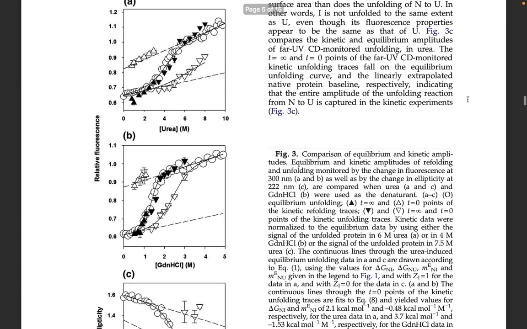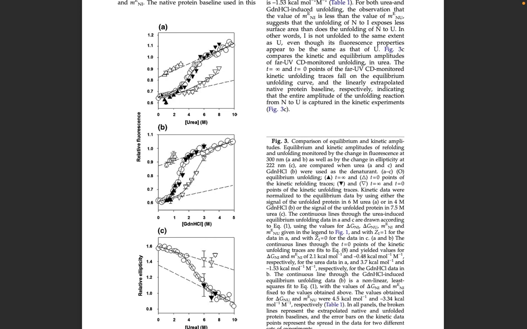So let's see what this figure is. In figure A, I can think that this is the melt acquired at 300 nanometer. Here we see the comparison of equilibrium and kinetic amplitudes, monitored by a change in fluorescence at 300 nanometer in A and B. Both are 300 nanometer, A and B, right?